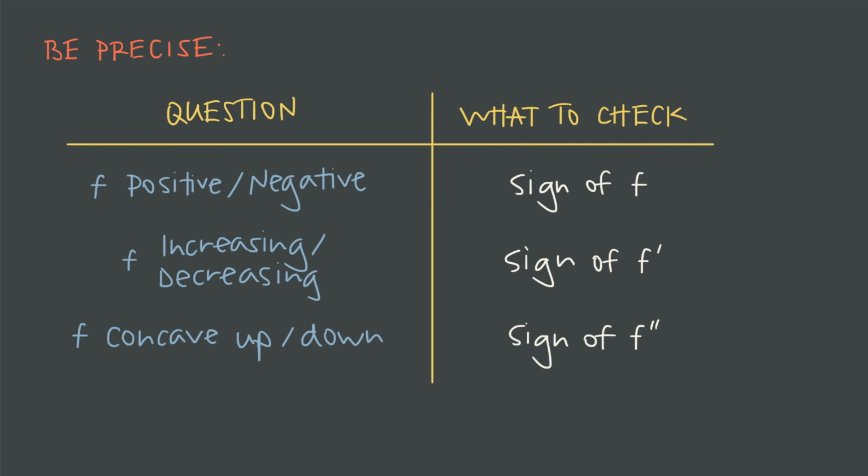So we want to be precise. If we mean f is positive, we say f is positive. If we mean f is increasing, we say f is increasing. Those are two different things.